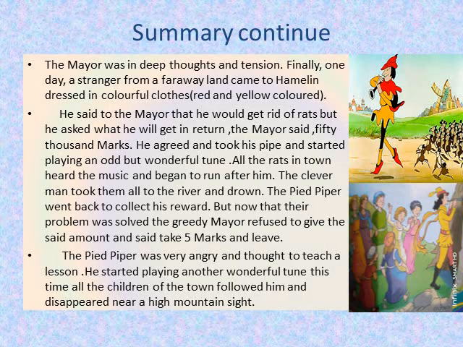The mayor was worried and he was in deep thoughts and tension. Finally, one day, a stranger from a faraway land came to Hamelin. He was dressed in colorful clothes, red and yellow colored. He said to the mayor that he would get rid of the rats, but he asked what he would get in return. The mayor said 50,000 marks.